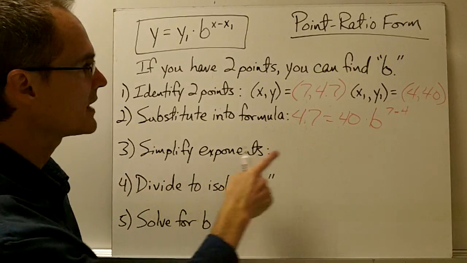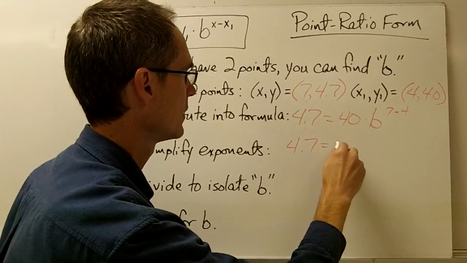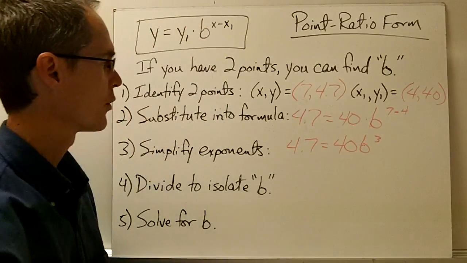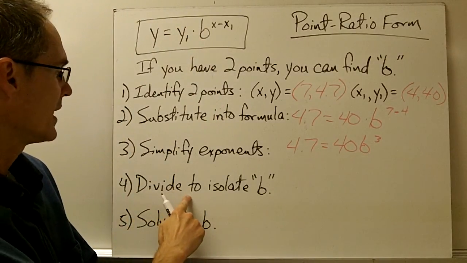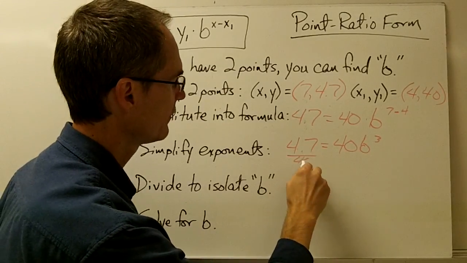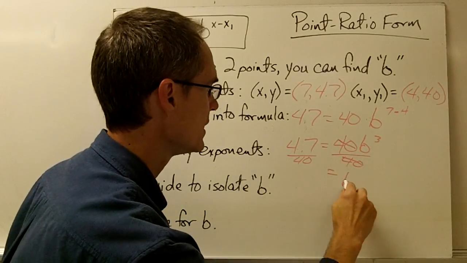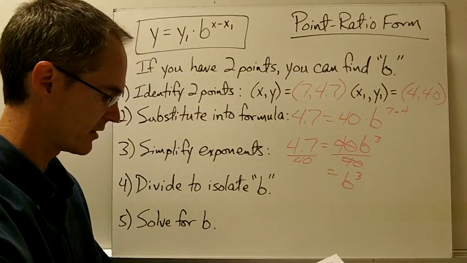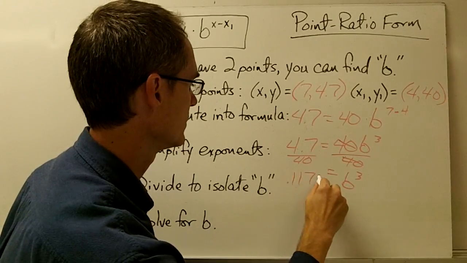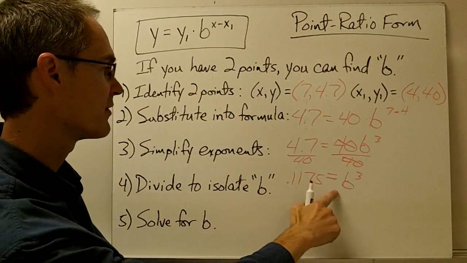Step number 3, simplify the exponents. All right, my exponents here, 7 minus 4. So that's going to make my equation look like 7 minus 4 is 3. 4.7 equals 40 times b to the third. Divide to isolate b. So I want to divide both sides of my equation here by 40. So that's going to give me b cubed on this side, and 4.7 divided by 40 is 0.1175.